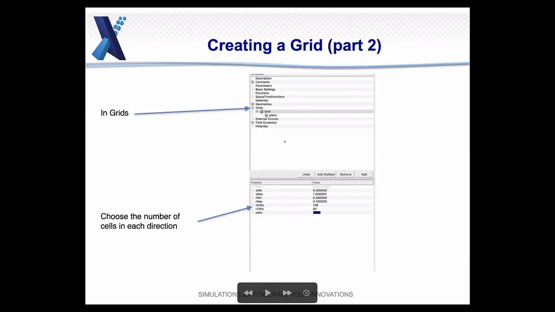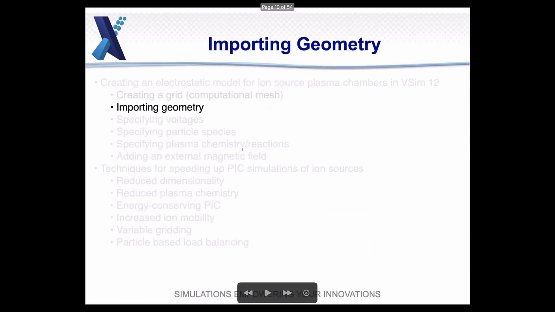Then when we go to our grids, we'll find this dialog here that will allow us to choose the number of cells we want in each direction. For now, we'll just choose some large number of cells so we can look at the grid. Easy enough.